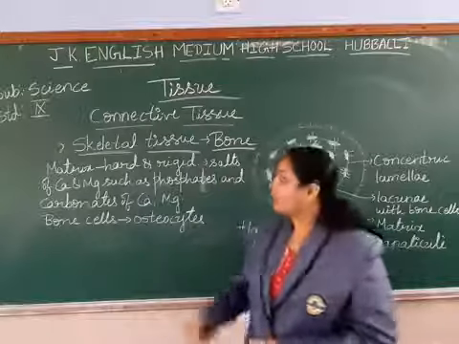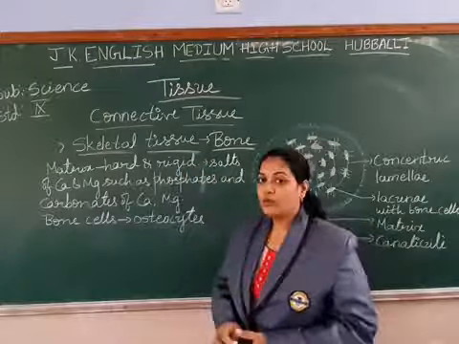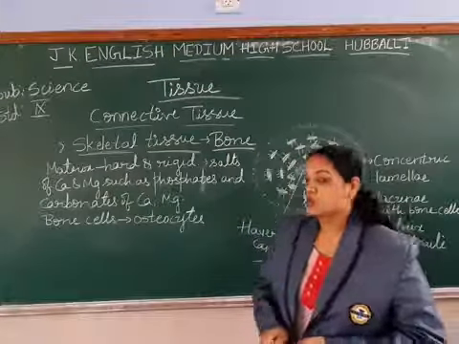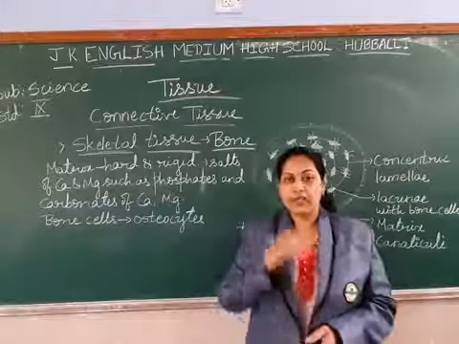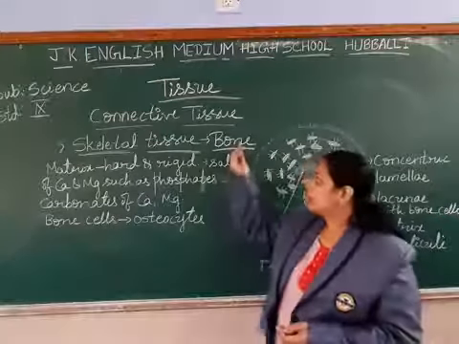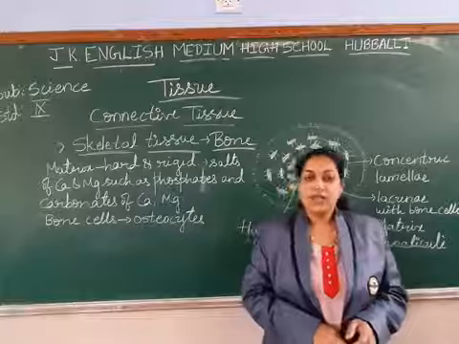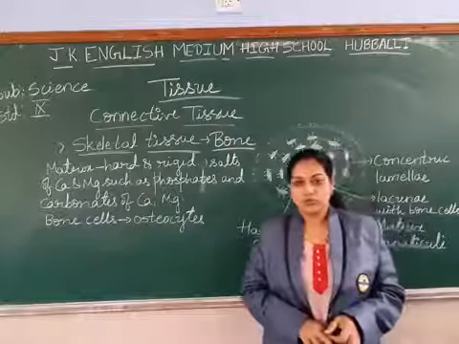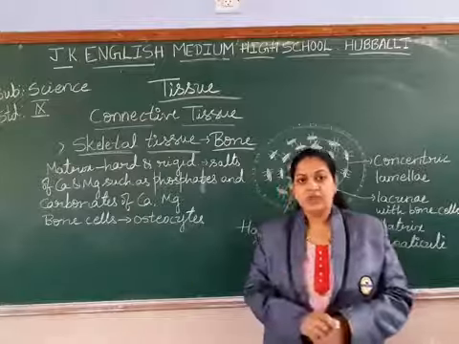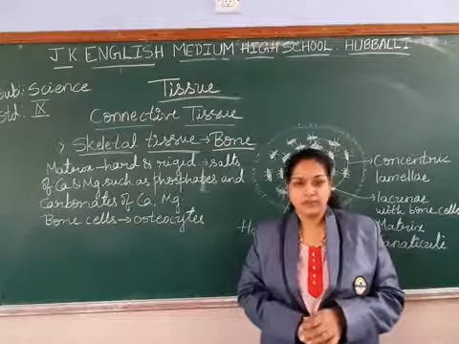The next type of connective tissue, that is skeletal tissue, is the bone. So skeletal tissue includes the cartilage and the bone. Just now we have discussed the cartilage. Now coming to the bone. As you know the structure of bones, bones are strong and non-flexible. That type of structure we find.